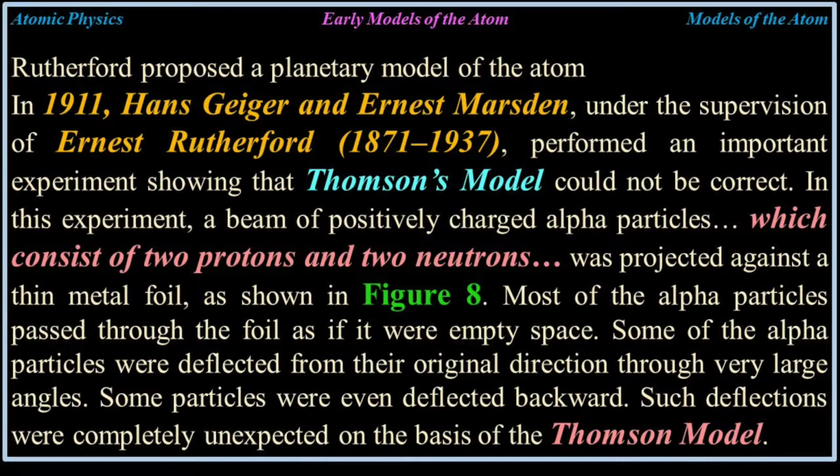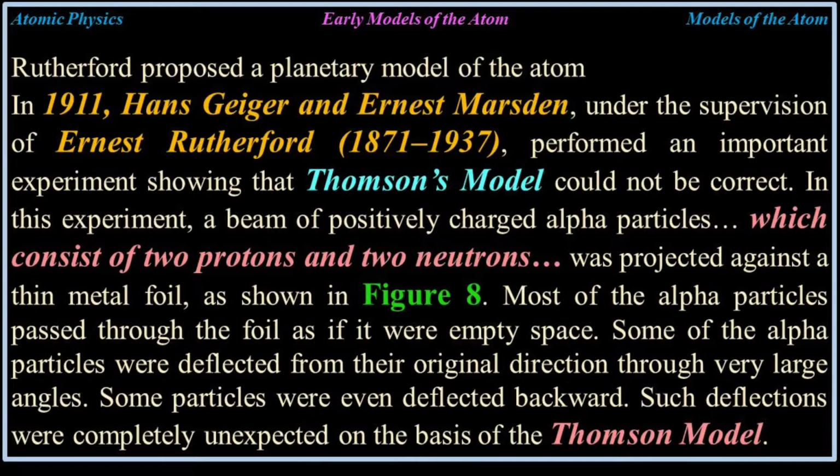In 1911, Hans Geiger and Ernest Marsden, under the supervision of Ernest Rutherford, 1871 to 1937, performed an important experiment showing the Thomson model could not be correct. In this experiment, a beam of positively charged alpha particles, which consists of 2 protons and 2 neutrons, was projected against a thin metal foil, as shown in Figure 8. Most of the alpha particles passed through the foil, as if it were empty space.